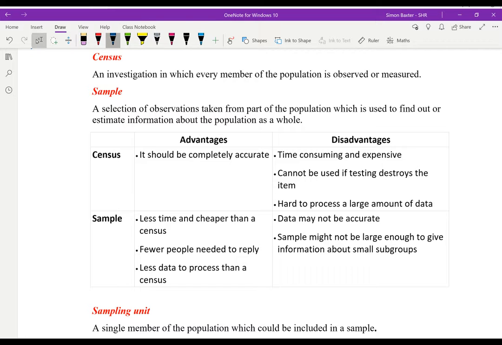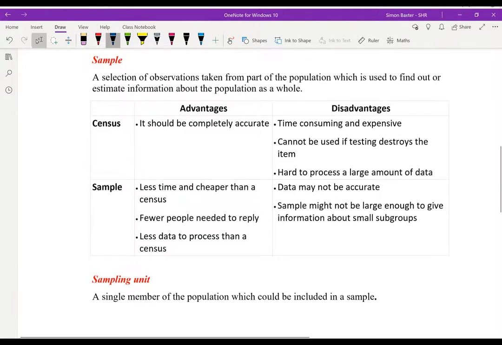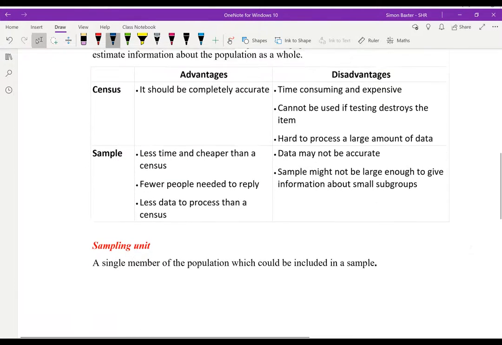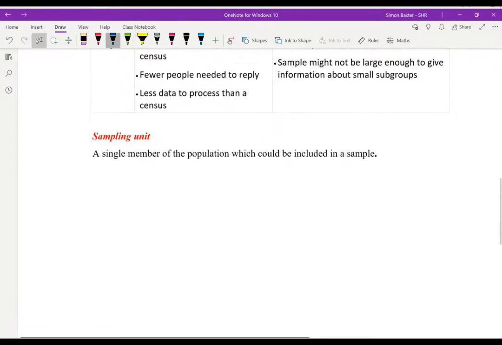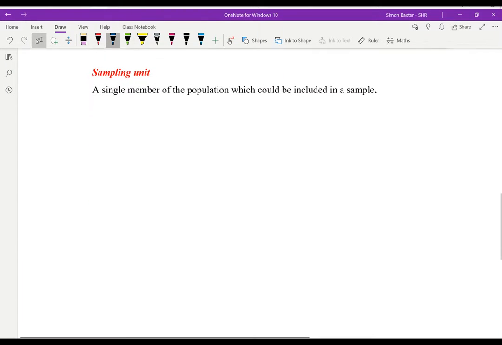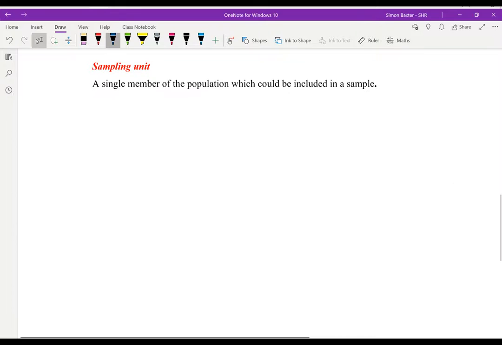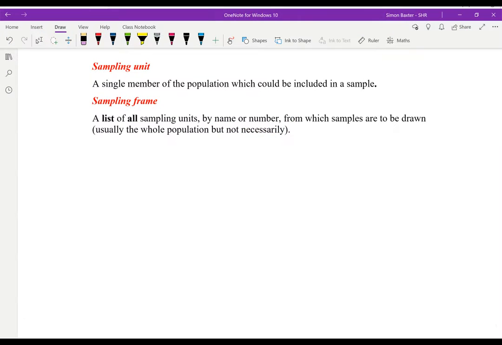Now, a technical term, a sampling unit. A single member of a population which could be included in a sample. And a sampling frame. This is a list of all the sampling units. You can give a name or a number to list them, from which samples are to be drawn. This is usually the whole population, but not necessarily.